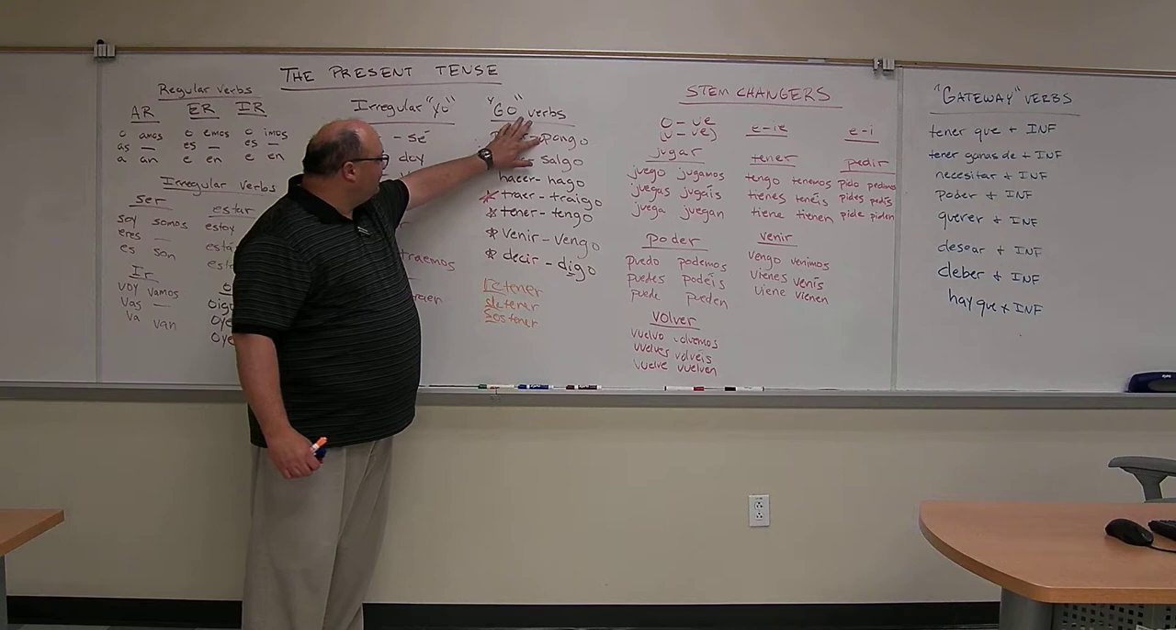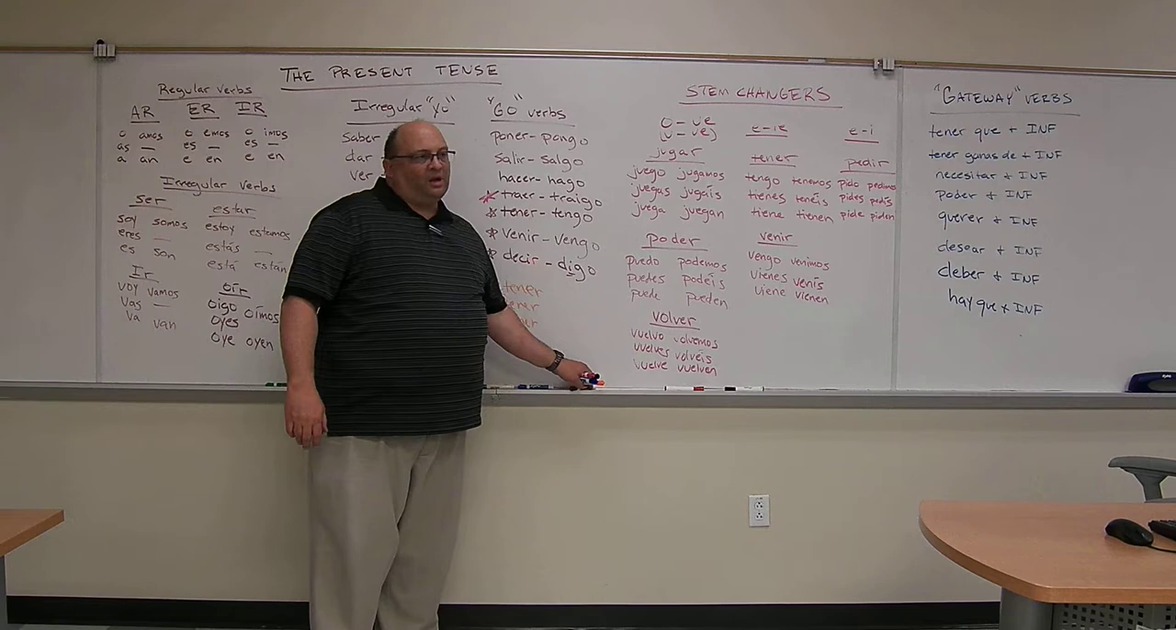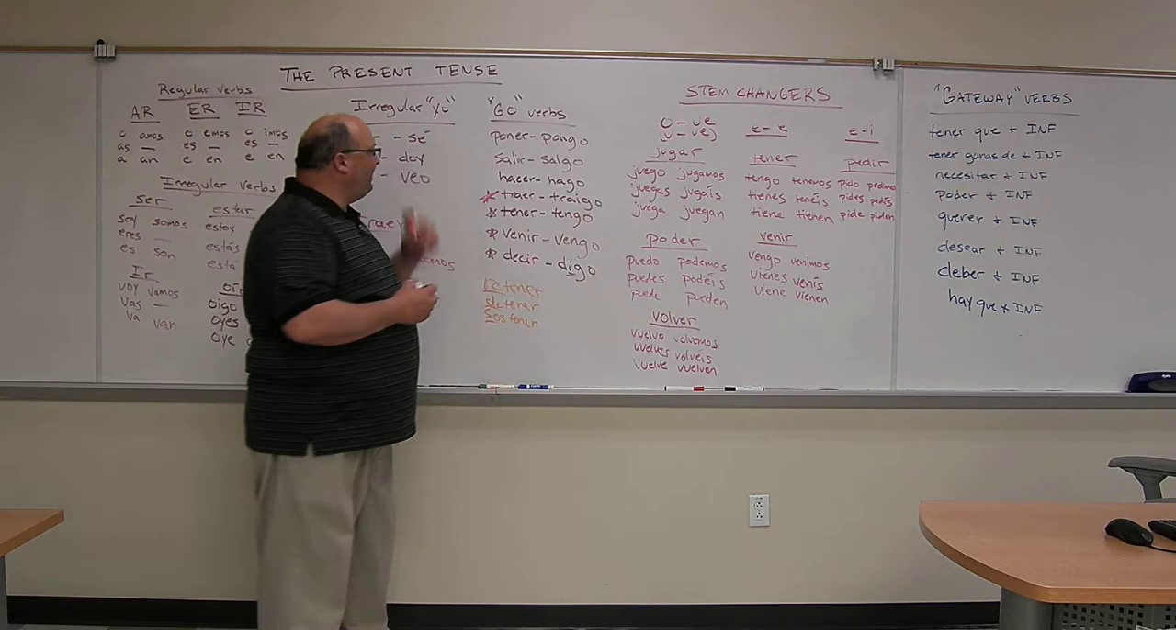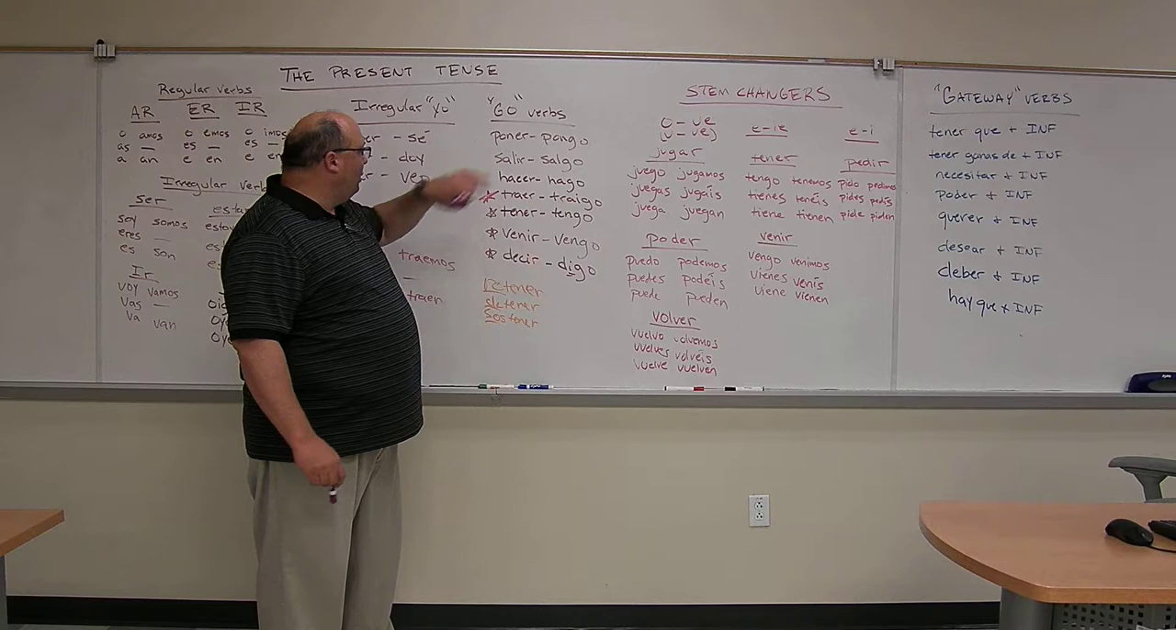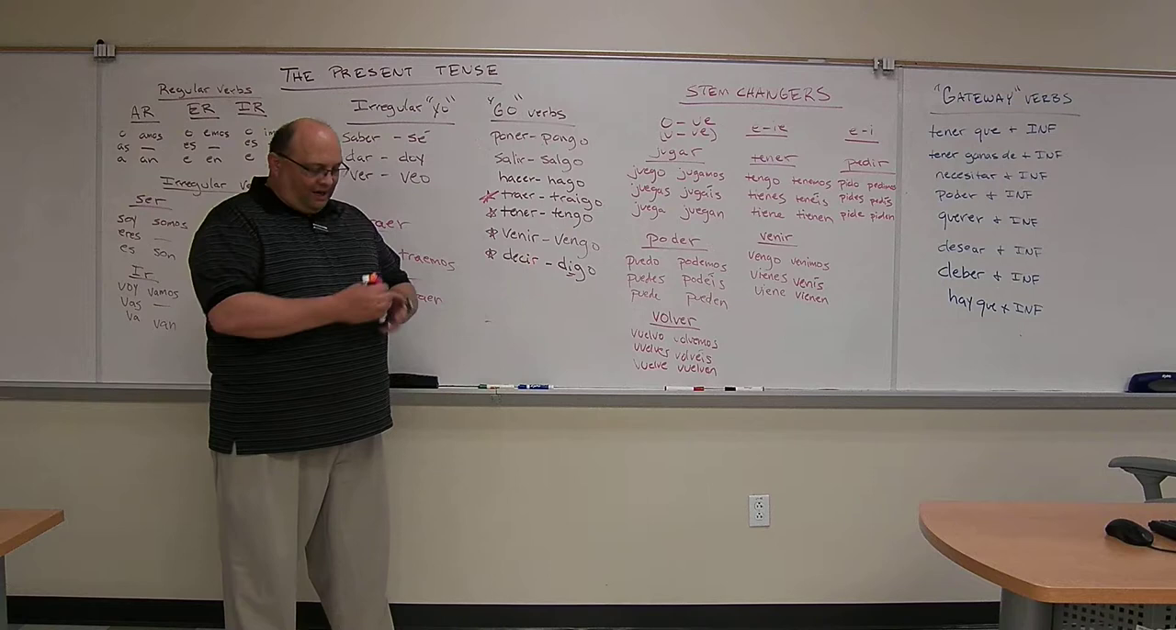And so the book makes a point to show it in there, but we can put posponer, suponer, disponer, a whole bunch of other verbs, and they're all going to behave like poner. They're all going to have that irregular go form in the yo form. So pongo, salgo, hago, traigo, tengo, vengo, digo. And you'll practice these enough that you don't have to necessarily memorize them. They'll get there. All right. So that brings us to the next category.